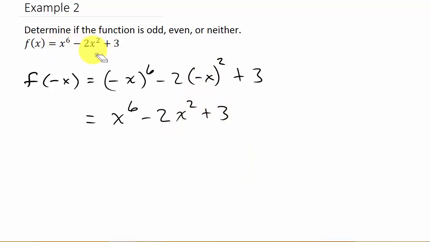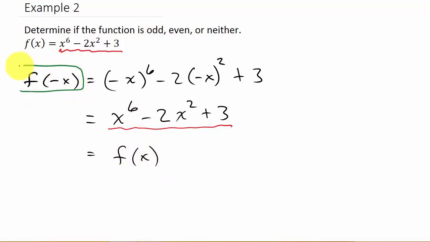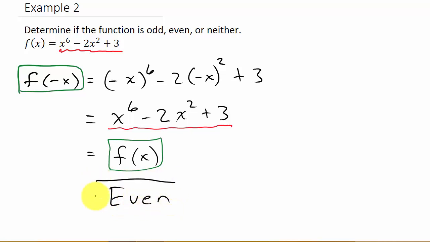And if you look at this, you can see this and this are the same. So we ended up with f of x. So we have shown that f of negative x is equal to f of x. And so that means this function is even. Okay. All right, let's look at one more example.